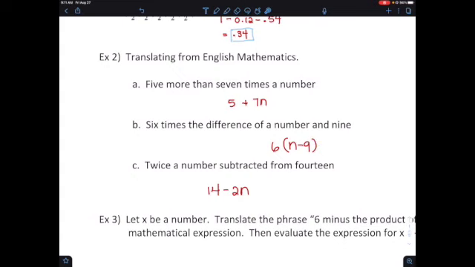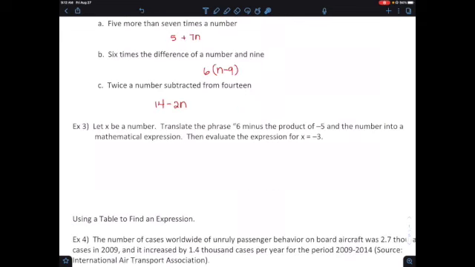Then it's 6 times the difference. So that's what you need to be careful on: what is the operation between the two numbers? Then the next one, letter C, you have 14. Twice the number subtracted from 14. That's 14 minus 2n.